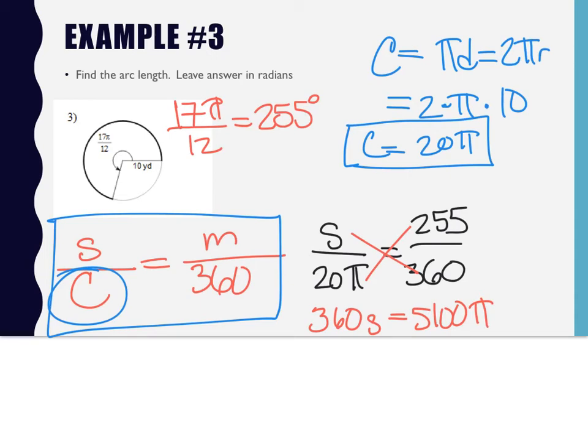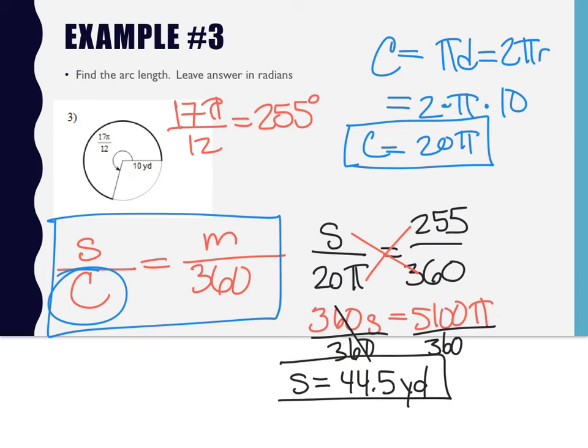Now, when you divide this one, the 5100 divided by that 360, it does not go evenly. So you have some options here. You can use the pi button at any time to type in what pi is equal to. And if you do the math, you'll end up getting this as a decimal, and that is in yards. Nothing squared here because it's just a length. It's an arc length. And the other choice is you can leave it in pi and just reduce the fraction part.